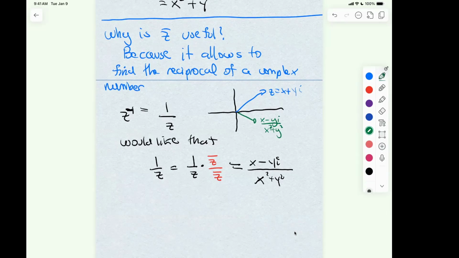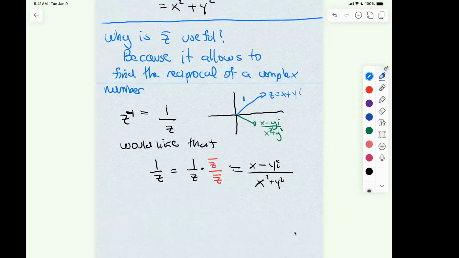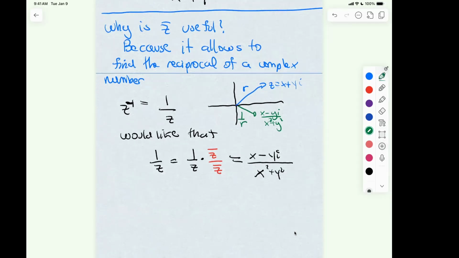And if you multiply these two numbers together, it's an easy check that you get one. You can do it algebraically, but the reason why that works is that if this had length r, the way this is built is so that it comes out having length 1 over r. So the lengths multiply, 1 over r times r gives you 1, and the angles are still opposite of one another, so it gives you back 0. So this is what I'm calling z to the -1.